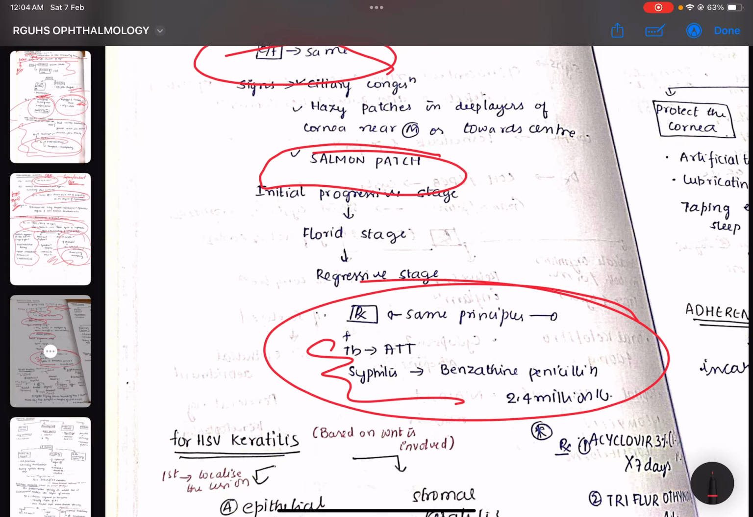So what is the treatment of that? Do that. Again, other treatment principles remain the same. That's how ophthalmology is provided. You study it accordingly. Okay.